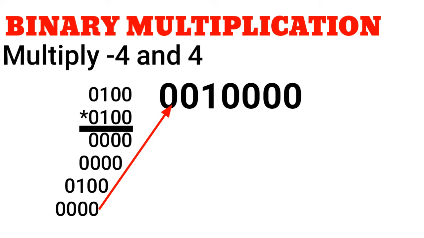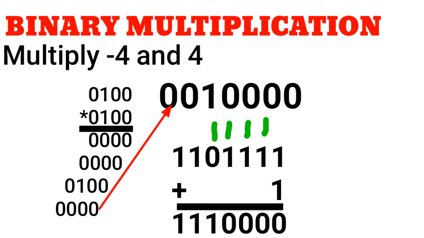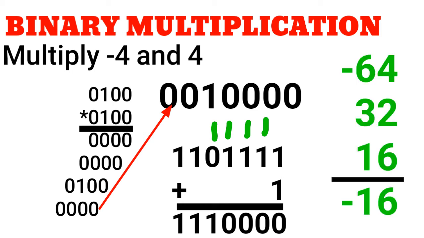After that, we can now apply the 2's complement. Just flip all the bits and add 1. Then the answer would be 111 0000. And if we change that to decimal, the answer would be negative 16, and it corresponds to the answer of negative 4 times 4, which is negative 16.